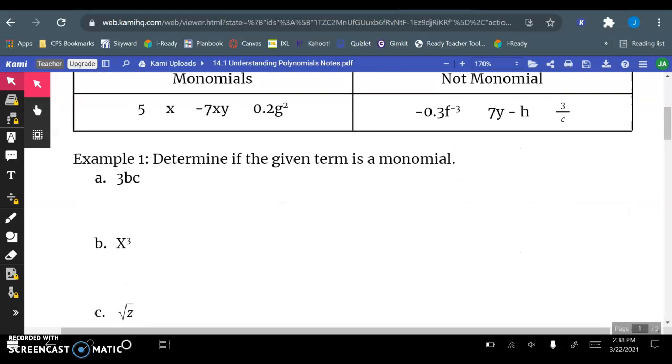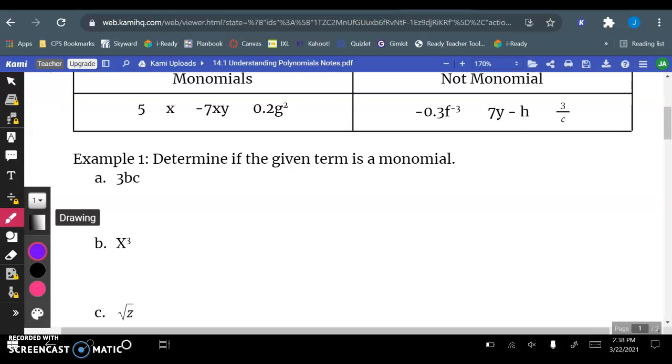So example 1, just determine if the given term is a monomial. So this is 3 times b times c. That's a yes. There's nothing odd there. X to the third power, it's a whole number exponent. So yes, that one is as well.